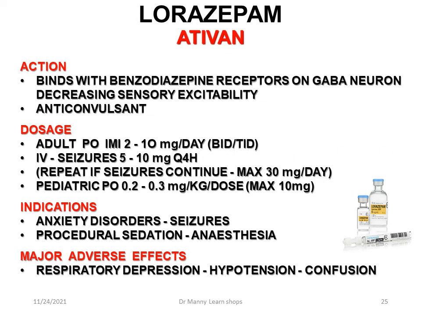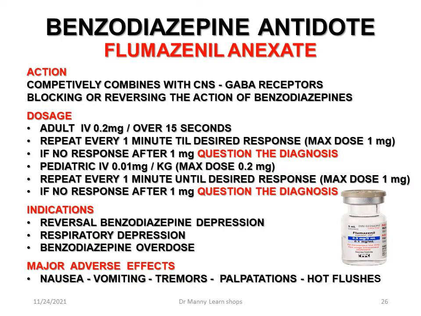And lorazepam, Ativan, also binds with the GABA neuron in the central nervous system, and it's a very effective anticonvulsant. It's used for anxiety disorders as well as seizures and procedural conscious sedation. Adverse effects include respiratory depression, hypotension, and confusion. It also has an antidote. So the benzodiazepines have an antidote called flumazenil or Anexate.